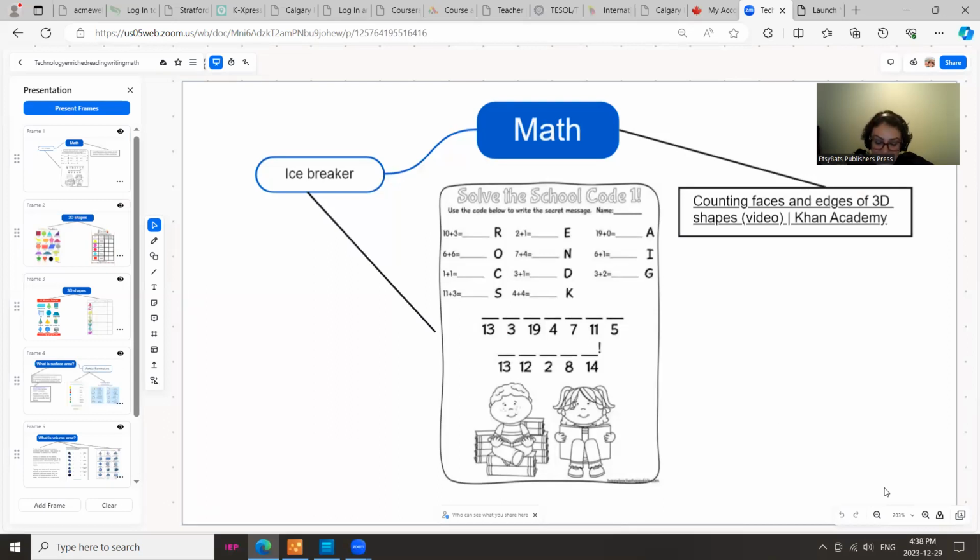7 plus 4. 11N. 3 plus 1. 4D. 4 plus 4. 8K. 19 plus 0. 19A. 6 plus 1, 7I. 3 plus 2, 5G. Okay. Figure out the code.